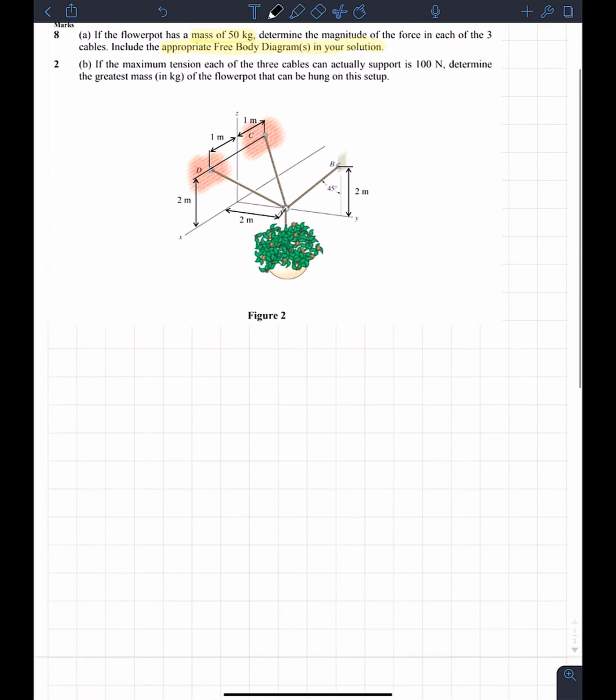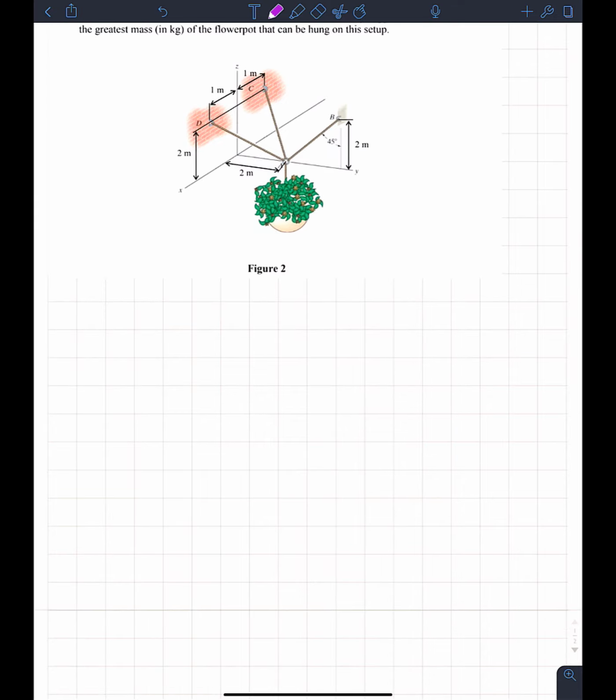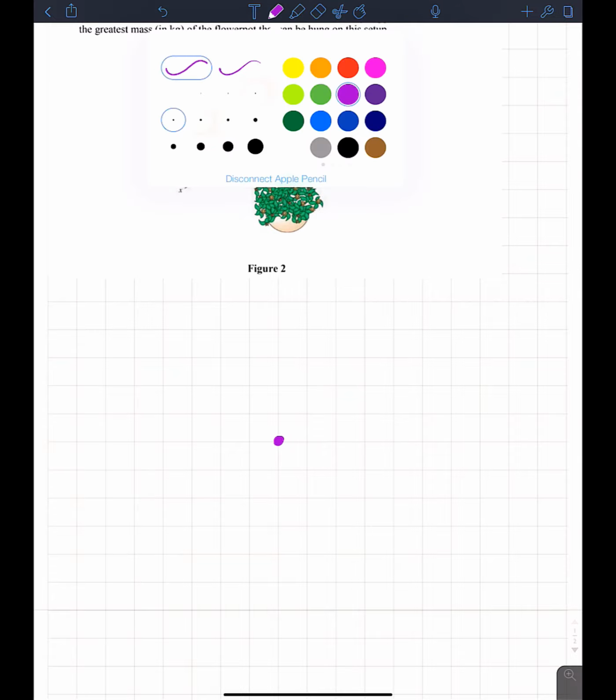Now, it's kind of hard in 3D to make it nice, but this is what I usually do: I find the point at which everything acts. If we look at this, that's going to be that point A right there. All of the 3 cables go there. That's where the flower pot is hanging. So what I'm going to do is just draw a point, and this is going to be my point A, my particle, if you will, in the particle equilibrium.